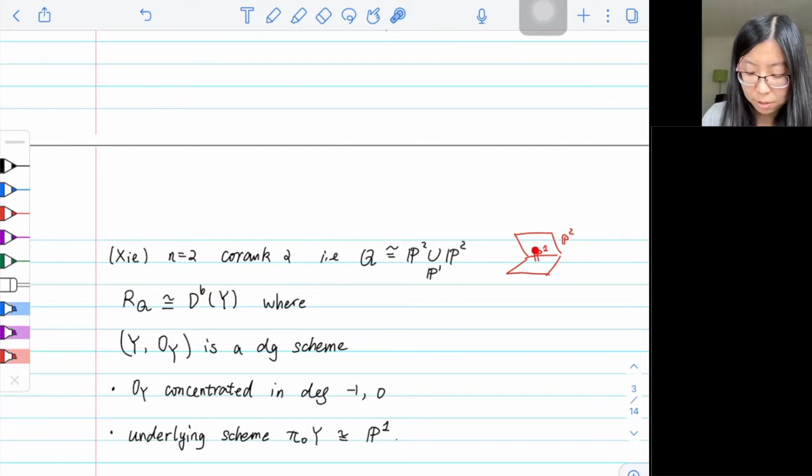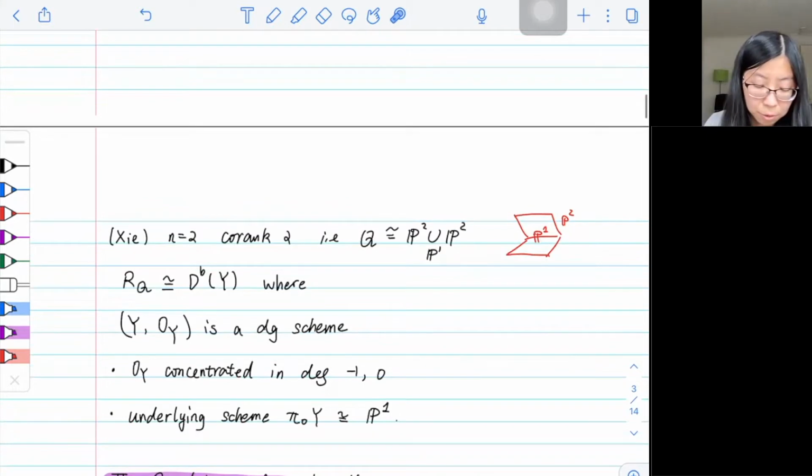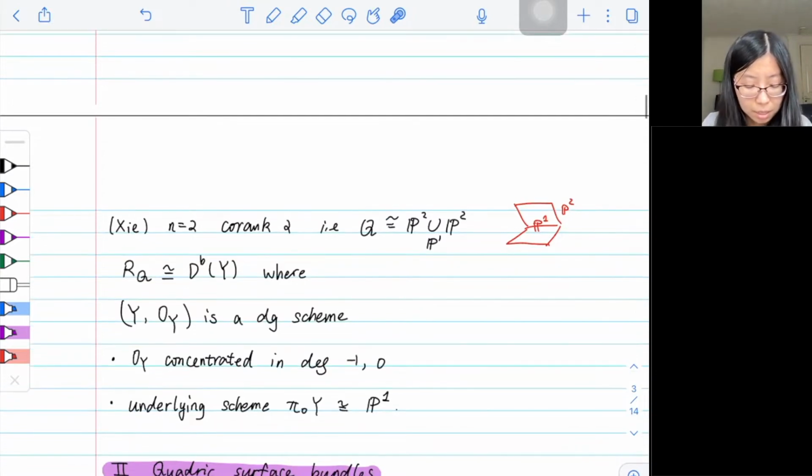So the singular locus is now this common line. And now the residual category is equivalent to D^b(Y). Here Y is not a scheme, but a differential graded scheme. But this is not too complicated. Here this O_Y would be a sheaf of DG algebras. If you write this as a complex, it has only 2 terms, so it has only terms in degree -1 and 0. And the underlying scheme is P1.